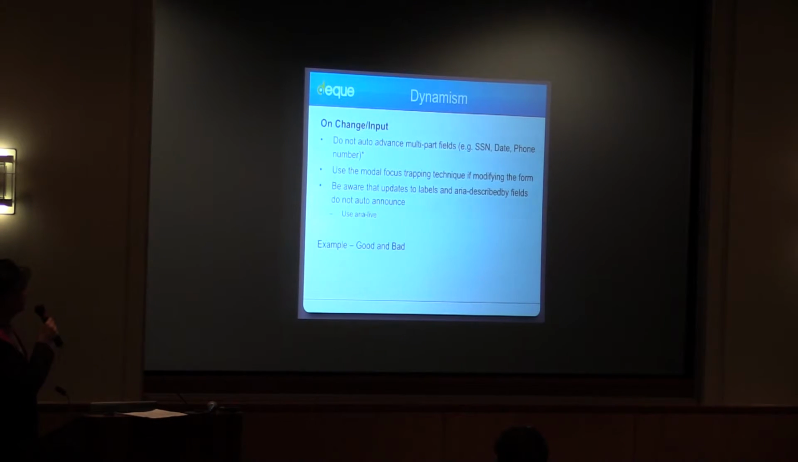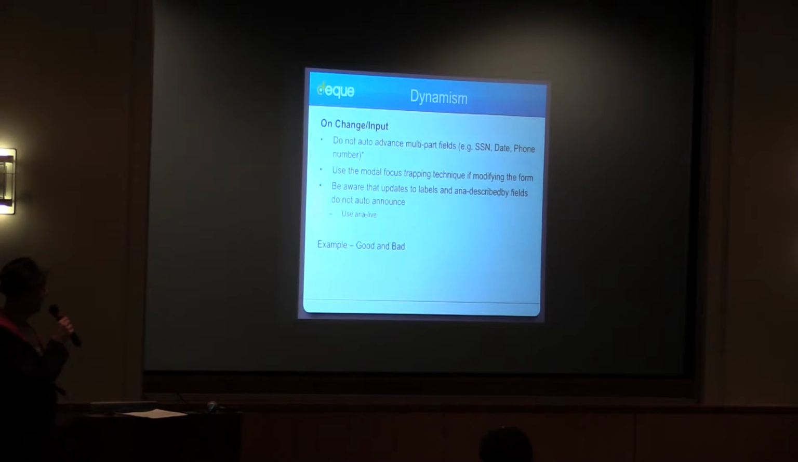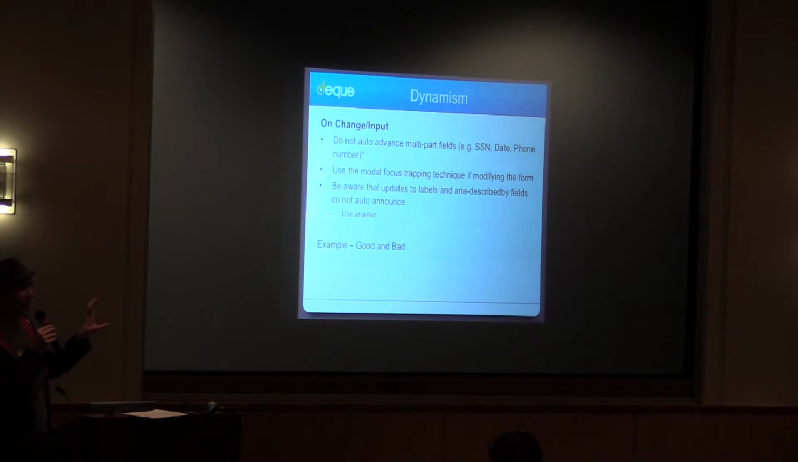Same thing with change and input. Don't auto-advance. We saw an example of that with the social security number. Try to stay away from that sort of behavior. And if you have to, based on a change, because the change is just as valid as blur, so it's almost equivalent, if you're doing dynamic validation, or if you're doing dynamic modification of the form and inserting or deleting or changing fields, you could use the change event rather than the blur event.